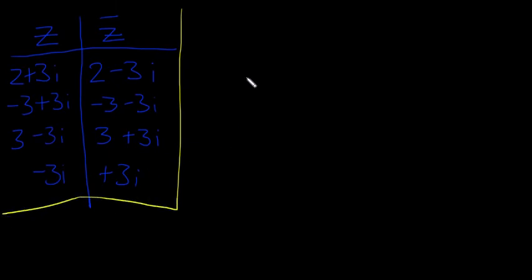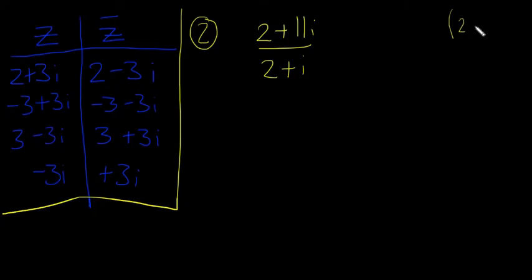There we go. Example 2. We have 2 plus 11i divided by 2 plus i. Okay, so if you're dividing one complex number by another one, you can't divide anything by i, so you're going to have to do a little trick to get rid of the i in the bottom. So what we do is we find the conjugate of this, which is going to be 2 minus i. The conjugate of the number on the bottom, always.